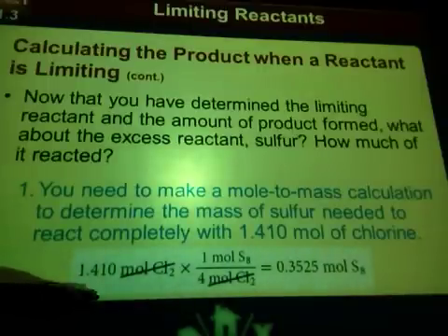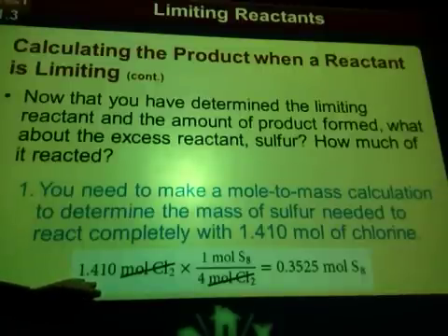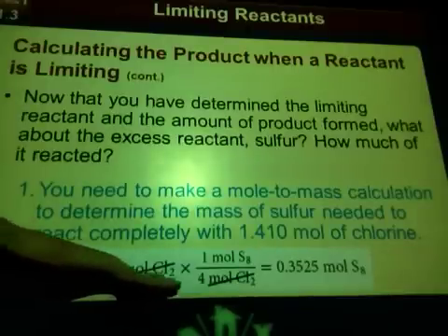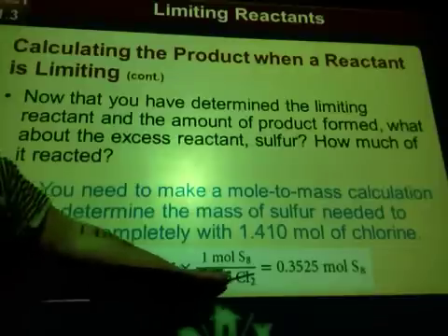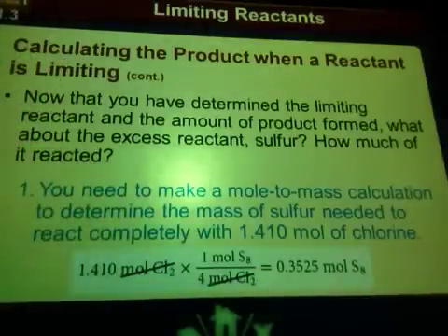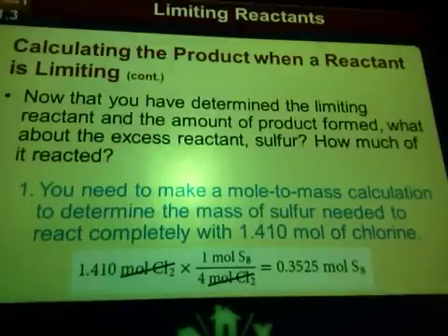So I have my limiting reactant chlorine, and the amount of moles that's going to react in my reaction will be based on my limiting reactant chlorine. So I know I had 1.41 moles of chlorine. I want to convert that to moles of sulfur. So we did that here. We get 0.3525 moles of sulfur. So that means this is the amount of moles of sulfur that is actually going to react in the reaction.